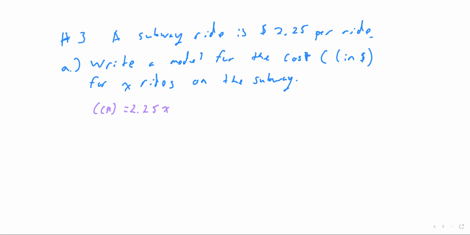No, because 2.25 is how much each ride is. The x here would represent how many rides you actually do. So if I wanted to know how much it would cost for 10 rides, then it will become c of 10, and you'll replace this x with a 10 to actually multiply by 10. So you would actually leave this as x there.